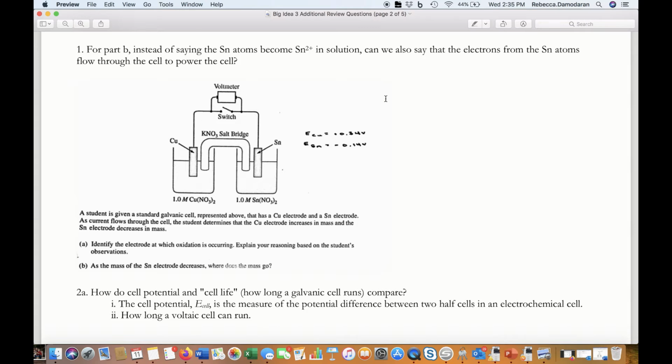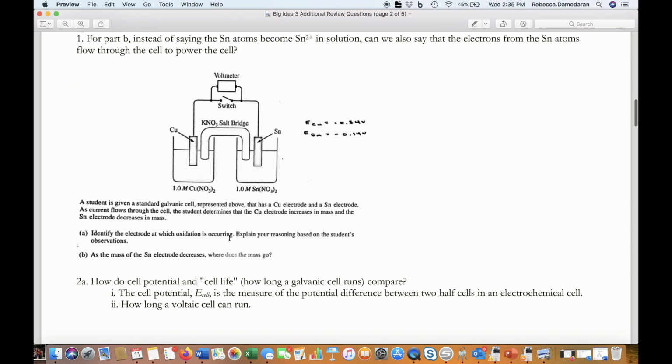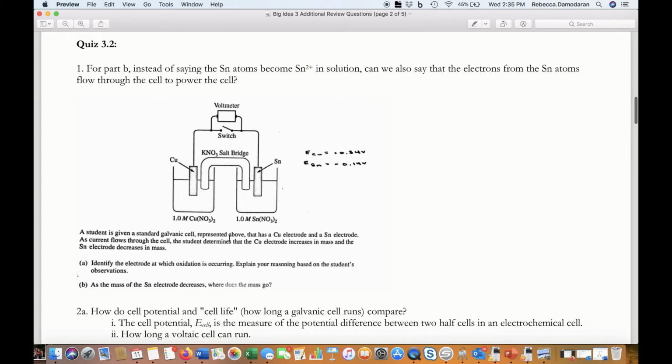By talking about electrons, you're implying that the electrons have mass, which they don't. The reason why the mass decreases here and the mass increases on your copper side is because you are taking solid tin that has no charge and making it into Sn2+. That's where the mass goes. The electrons are transferred, but the electrons themselves do not have mass. Okay?